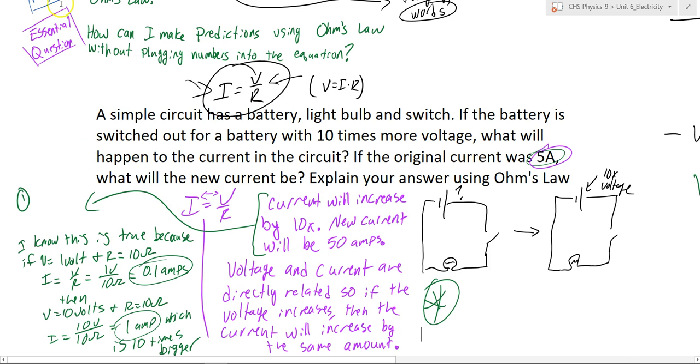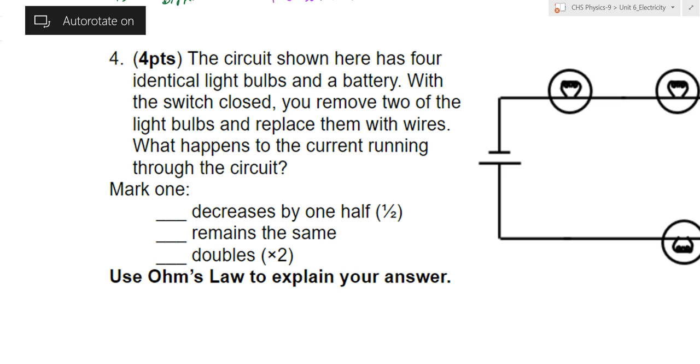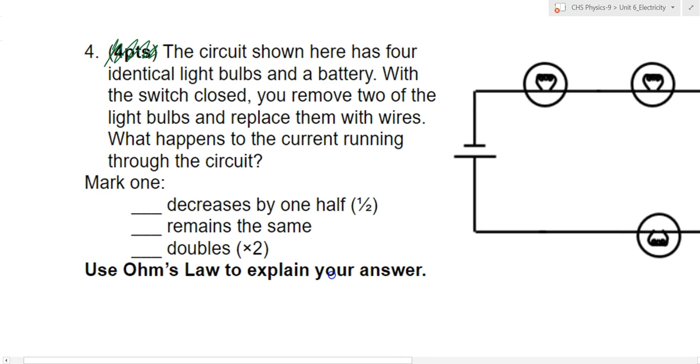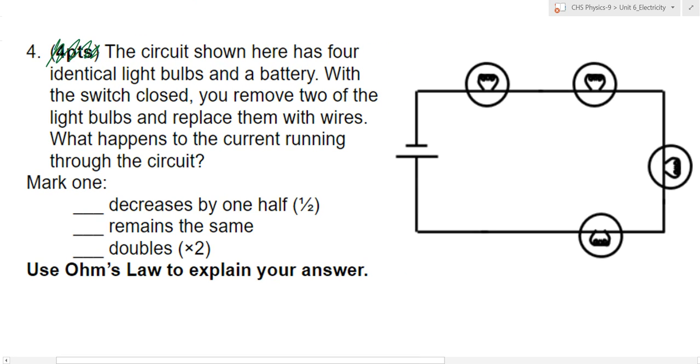Alright, I'm going to do one more example. Alright, so now we have this other problem here. You can ignore this little points thing here. We've got a circuit that has 4 identical light bulbs and a battery. With the switch closed, so I didn't even have the switch on there, you remove 2 of the light bulbs and replace them with wires. What happens to the current through the circuit?